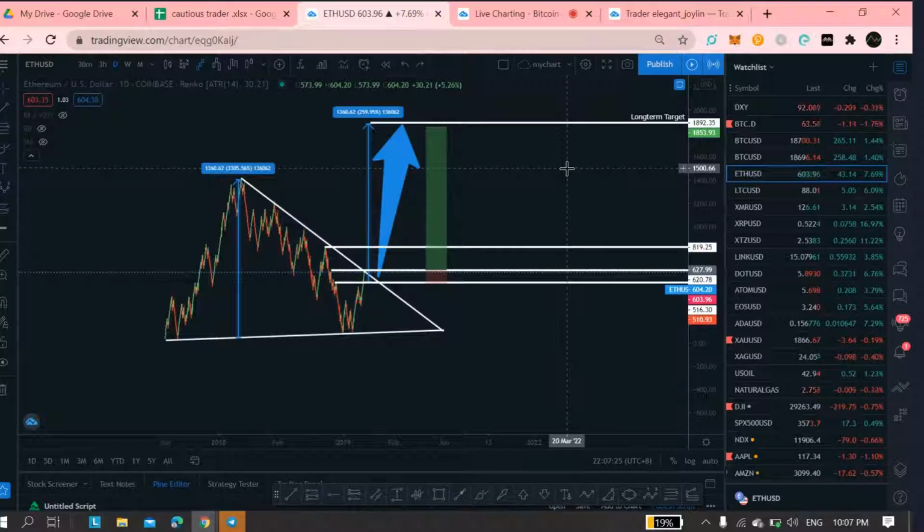Oh, Ethereum is now at 603. So I still have a remaining Ethereum perpetual. And my next target is around the 700 area. So let's see. It's either it hits my TP, or it's also okay if it pulls back so that I can re-enter another long position.